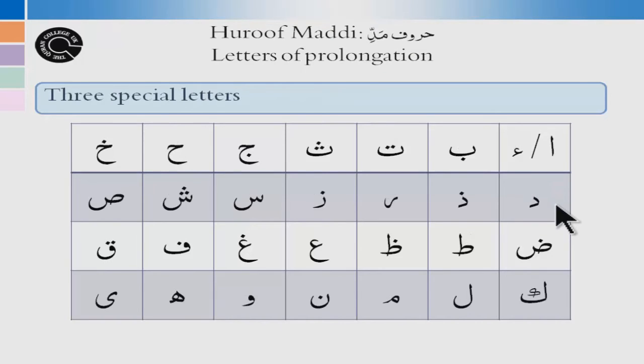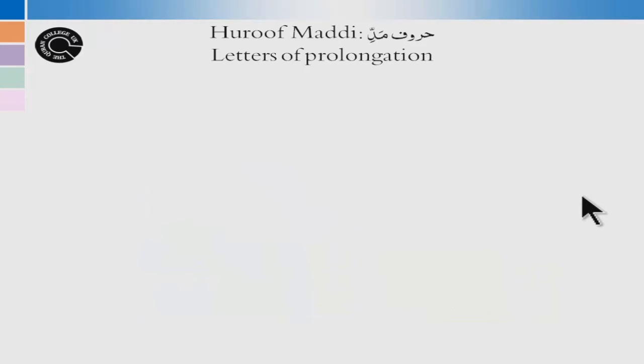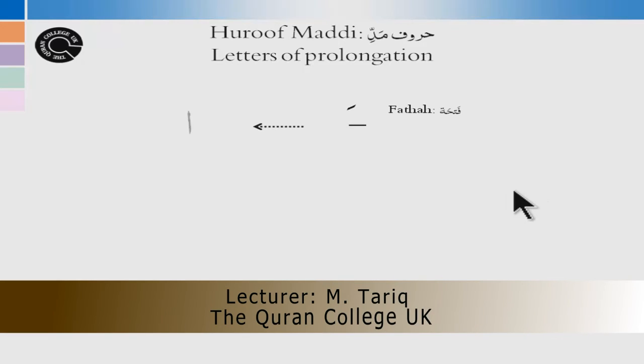Within the alphabet table, there are some special letters. One of them is alif, another one is waw, and the last one is ya. Why are they special? Because they produce the same sound as the vibration. The fatha has the same sound as an alif.